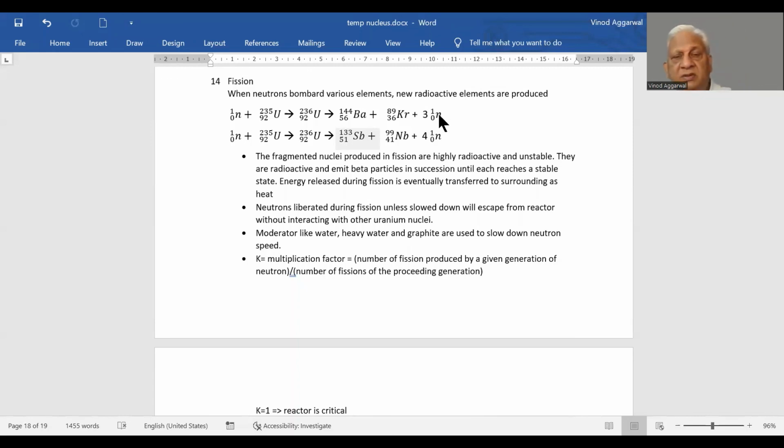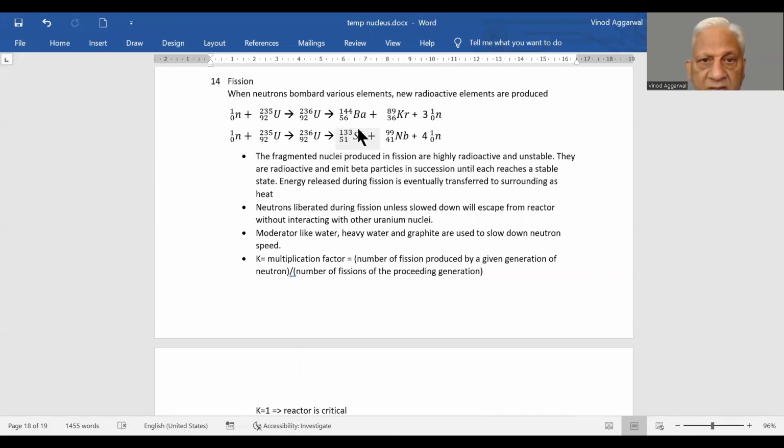Now what happens is, if this keeps on happening, it will keep on going in a chain, and a very fast chain reaction will happen. Another example is this, wherein U-235 is breaking down into Sb and Nb with 4 neutrons coming out. So here are 3 neutrons coming out, here are 4 neutrons coming out.